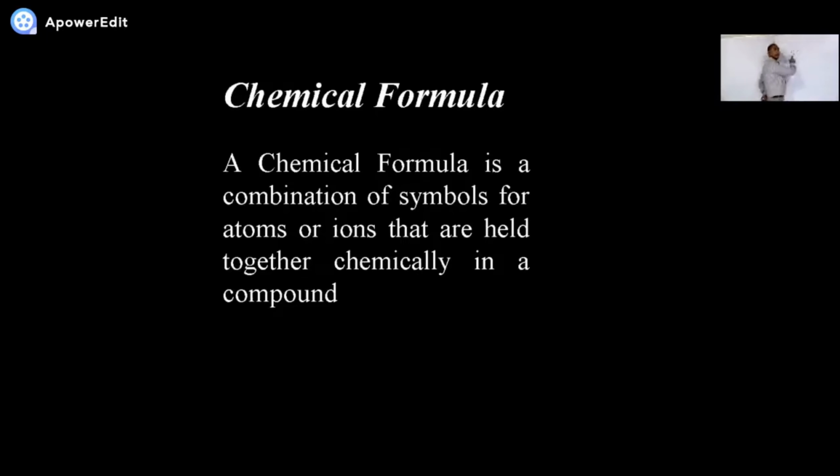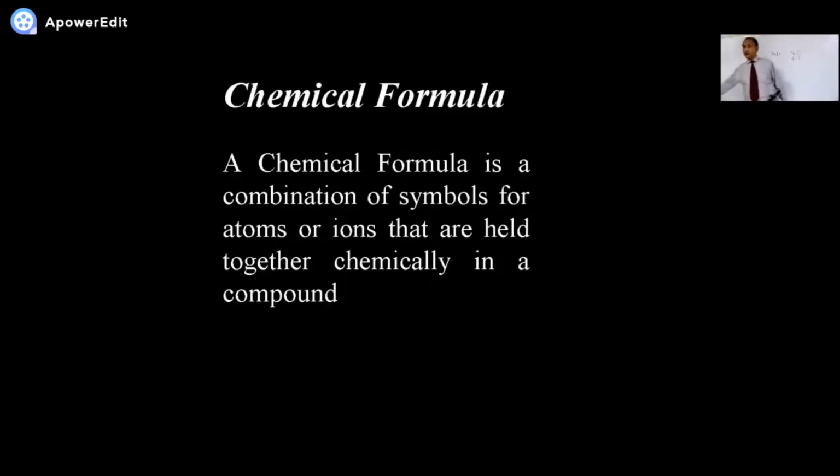How many hydrogen do we have? 2. How many oxygen do we have? 1. The ratio is there. Alright? So the definition you can see on the screen, a chemical formula is the combination of symbols. What is the symbol of hydrogen? H. What is the symbol of oxygen? O. And it forms a formula of a compound over here. So a chemical formula is a combination of symbols for atoms or ions which are held together chemically.